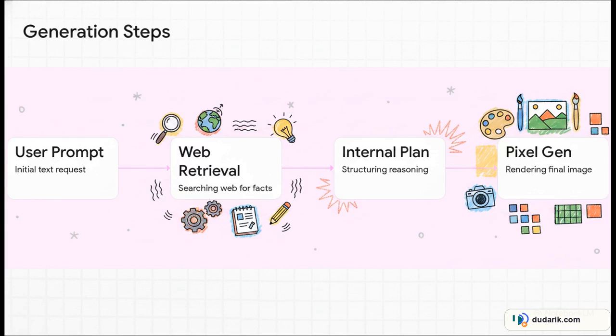Honestly, think of this new thinking step kind of like a human artist who just got a commission. They don't just immediately start throwing paint on a canvas, right? They go to the library, they do some research, they look up reference photos, they sketch a structural outline. And only after that grounding pass do they actually start rendering the final piece. That is exactly what GPT Image 2 is now doing algorithmically.